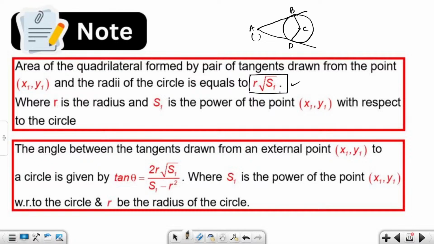And if you don't remember, then you have to adopt the method that I have shown to prove this one to solve that question. But it will take a long time. Okay, and the angle between these two tangents is nothing but tan theta equals 2r root S1 divided by S1 minus r squared. Again, r is the radius of the circle and S1 is the power of the point A with respect to the circle. Is it clear now? So we have to remember these two things I have already mentioned.